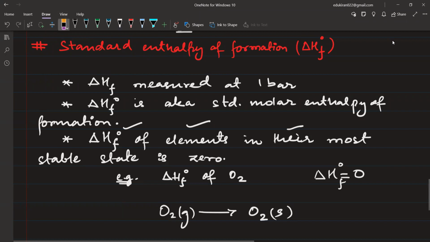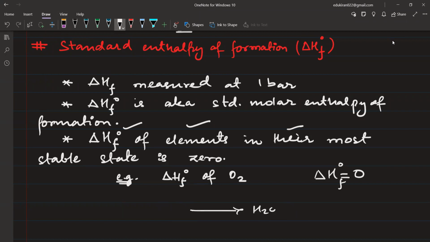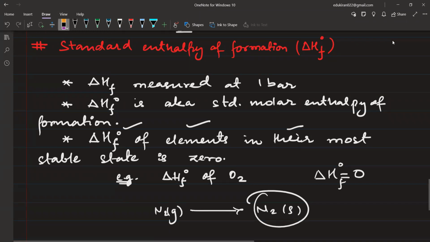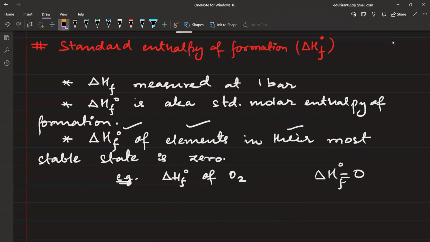Similarly, if you want to form H2O gas, but H2O का most stable state, H2O gas तो नहीं कर सकते. Wait a second. Let us suppose you have nitrogen solid, ठीक है. nitrogen solid कहाँ से? nitrogen gas से. Now this is not in the most stable form, most stable state, that is why it is not going to be 0. ठीक है. तो आपके पास standard enthalpy of O2 gas हो गया, N2 gas हो गया. All of these things are going to be 0.